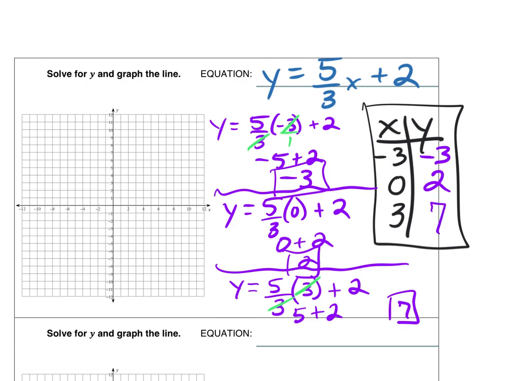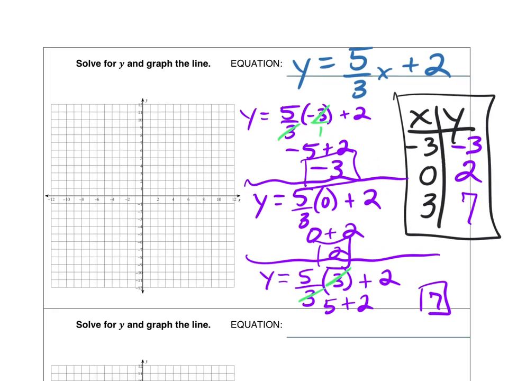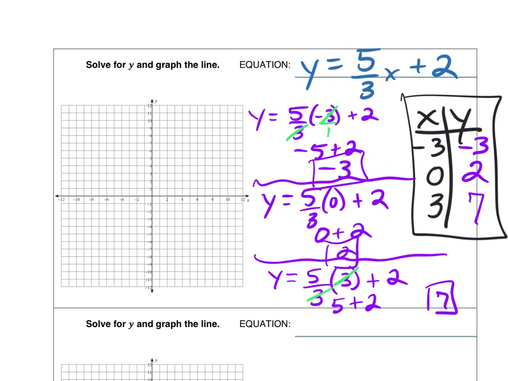Then we go ahead and graph it. I have -3, -3, 0, 2, and 3, 7. And I graph the line. So I'm going to graph here. Draw my line.